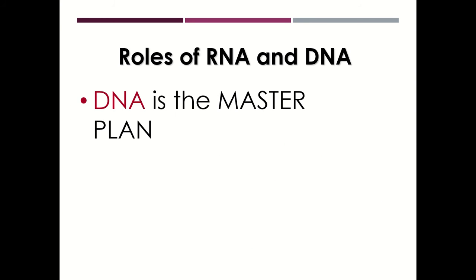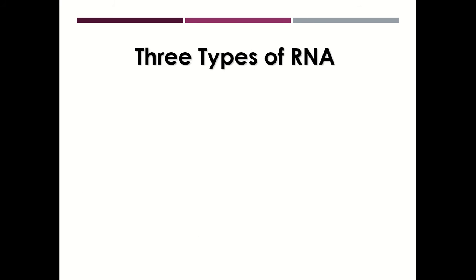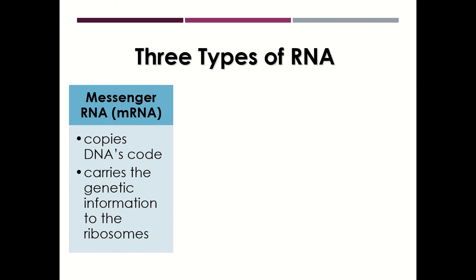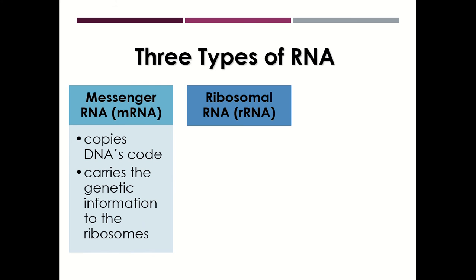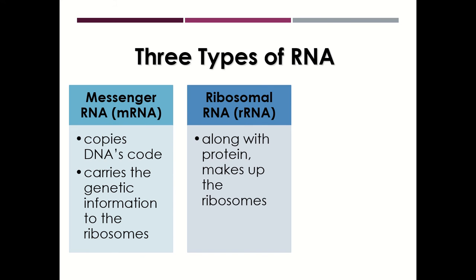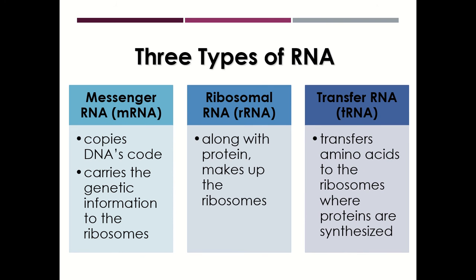So ano yung role ng RNA and DNA? So DNA is the master plan, while RNA is the blueprint of the master plan. So we have 3 types of RNA. We have messenger RNA. It copies DNA's code, carries the genetic information to the ribosome. rRNA or the ribosomal RNA, along with protein makes up the ribosome, and the transfer RNA or tRNA transfers amino acid to the ribosomes where proteins are synthesized.